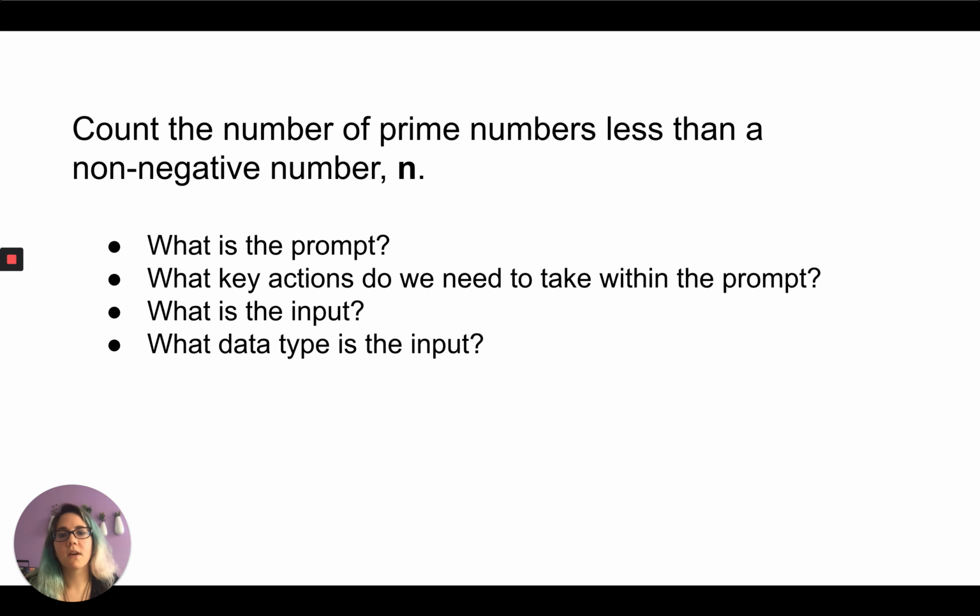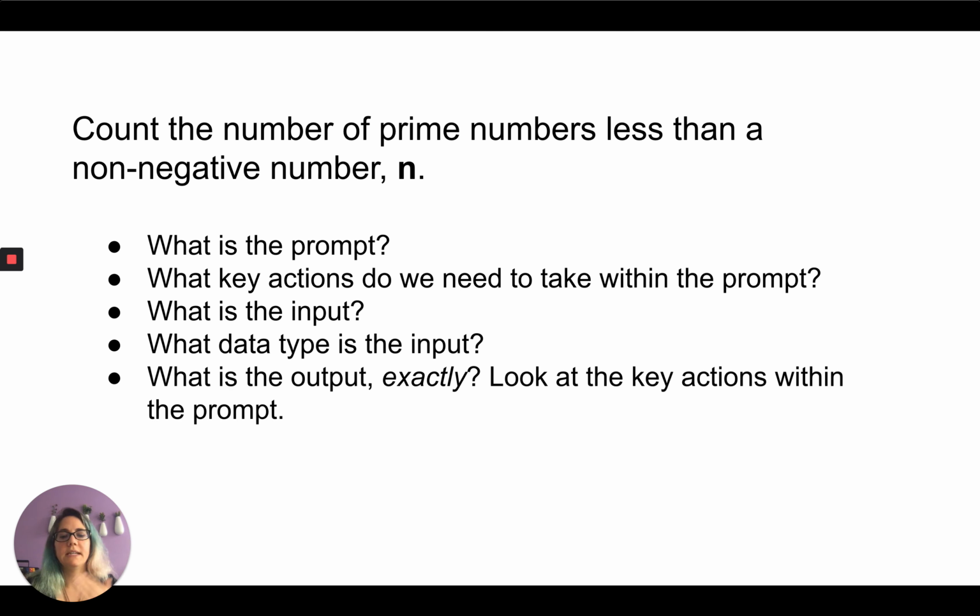So there's a lot of information there that you're getting, but you want to make sure by asking this information. And then we want to look at the output exactly, right? Take those key actions, count the number of prime numbers. And then we think, okay, what is it that our problem actually has to return? And that's the number of prime numbers. It's going to be a single number less than the prime, right? And so we know it's going to be a number that we return, right? Those are the questions that we need to ask ourselves in order to really fully understand the problem.